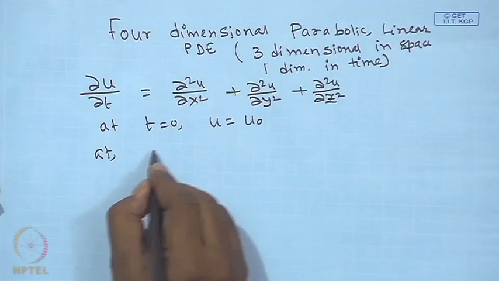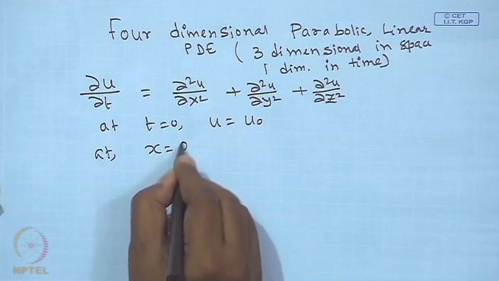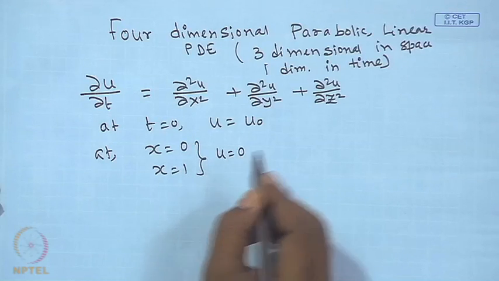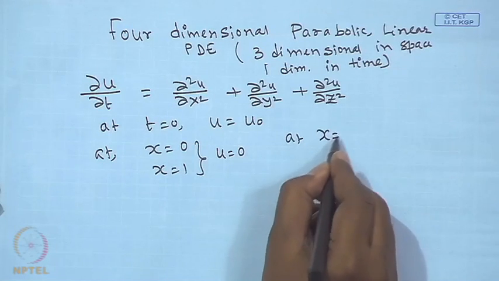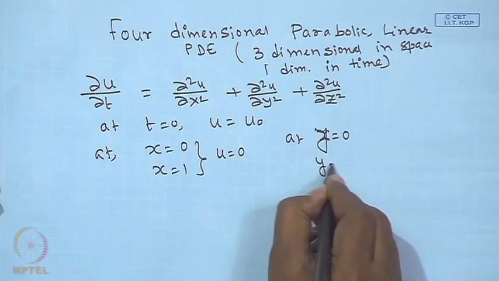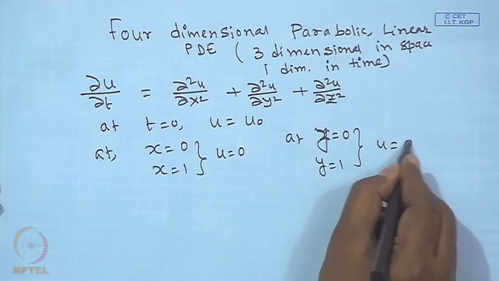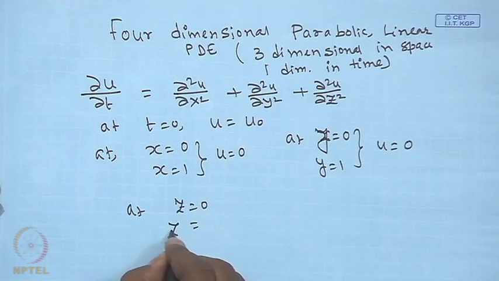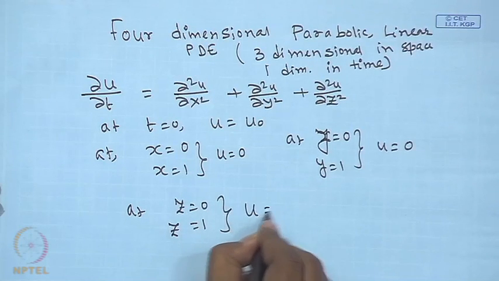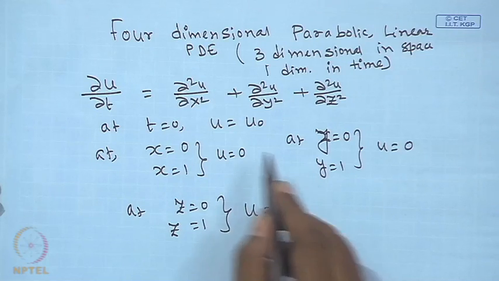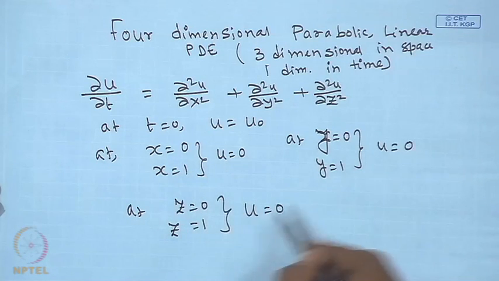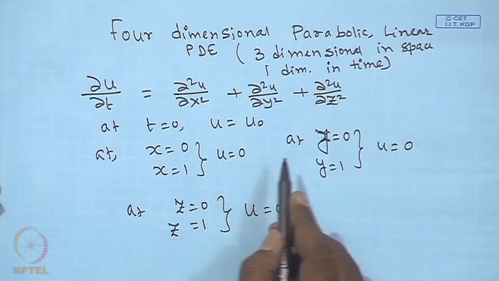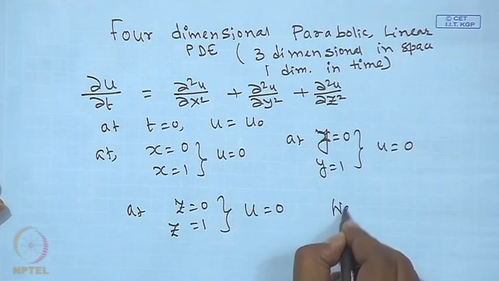So, all of them are Dirichlet, let us say at x is equal to 0 and at x is equal to 1, we have u is equal to 0, at y is equal to 0 and y is equal to 1, we have let us say u is equal to 0, at z is equal to 0 and at z is equal to 1, we have u is equal to 0. So, let us say all the 6 boundary conditions are homogeneous and the initial condition is non-homogeneous, though. So, this is a well posed problem.